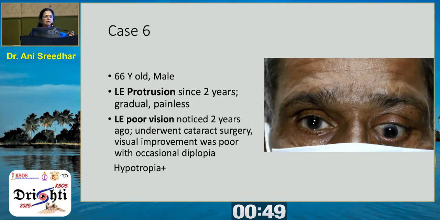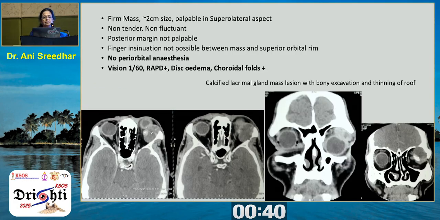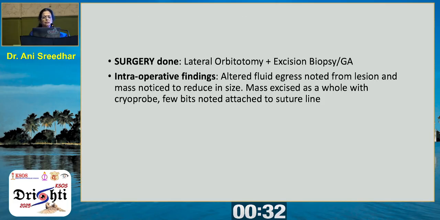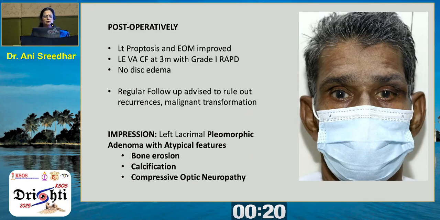In such cases where the eye is pushed very much to one side, there may not be diplopia because the image is forming at the very periphery of the retina. All movements were restricted, and CT scan showed a lacrimal gland mass with calcification, and there was RAPD, disc edema, choroidal folds. So we thought it would be an adenoid cystic carcinoma of the lacrimal gland, but it was an adenoma of the lacrimal gland. We double checked with two pathologists, and the patient was asked to come very frequently for post-operative follow-up, but still he has not followed up.